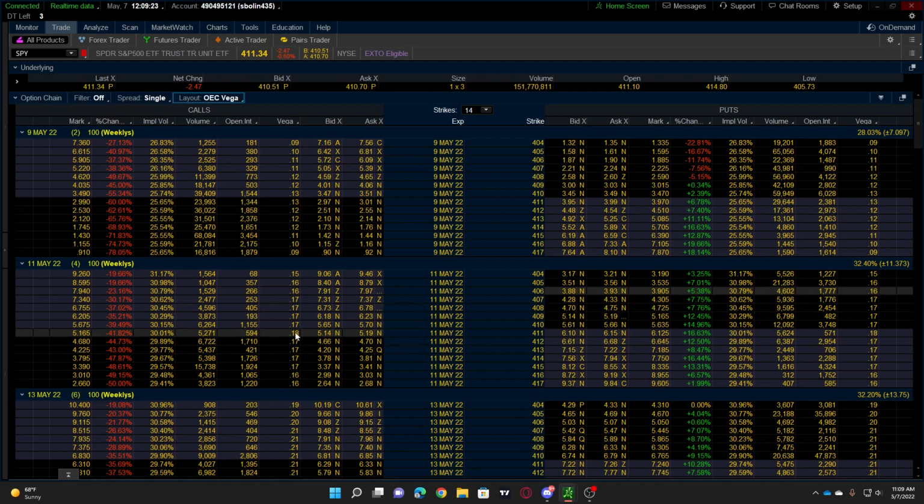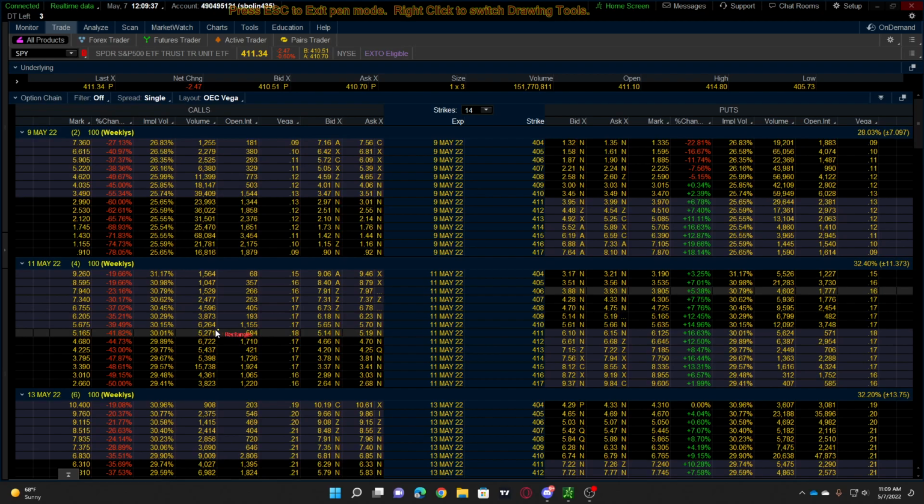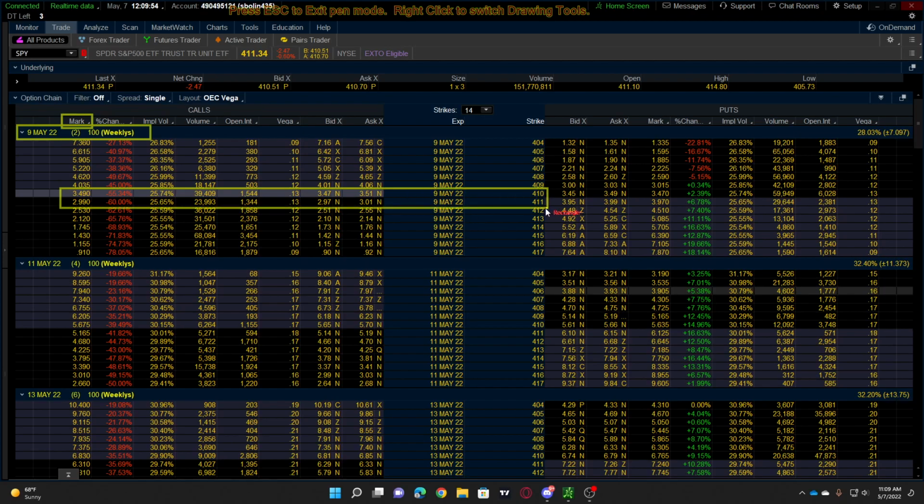Vega is a rate of change to the underlying option value when volatility moves. Okay, I know that might sound a little complicated at first, but let's focus on the mark. And we're going to use the May 9th options, 2 days from expiration. The mark for the options at the money, one strike in and one strike out, is the 410, 411.